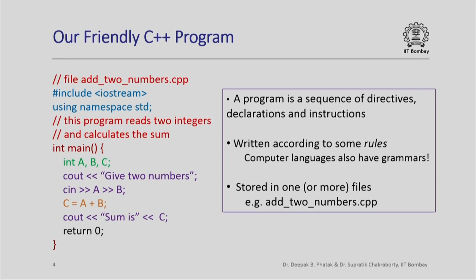And when we write a C++ program, we usually store it in one or sometimes more than one files. Currently we are going to just consider a C++ program written in one file. Typically we use the extension .cpp standing for C++ to denote a file containing a C++ program. So for example, this program could be saved in a file add2numbers.cpp, but you could choose your own file name and add the extension .cpp to it.